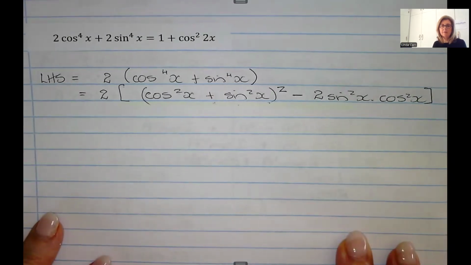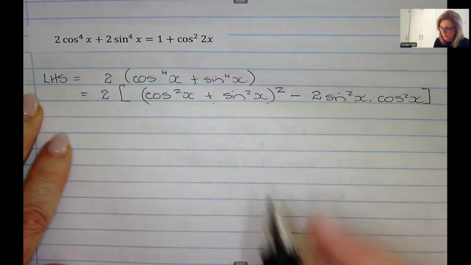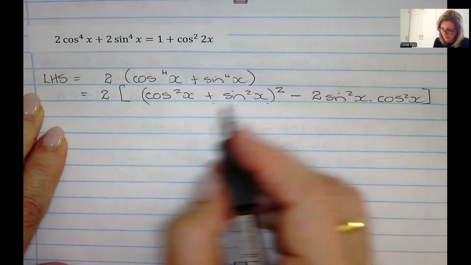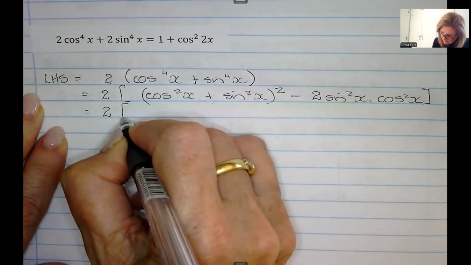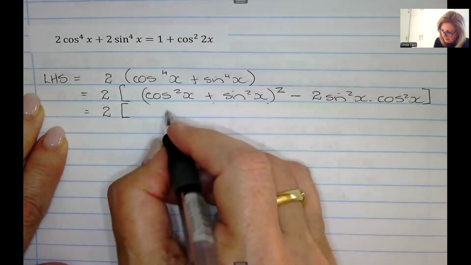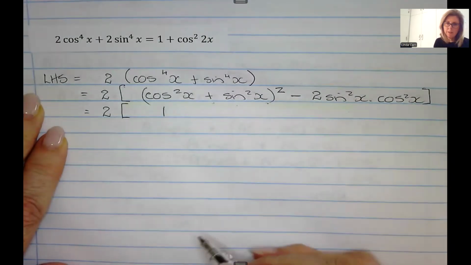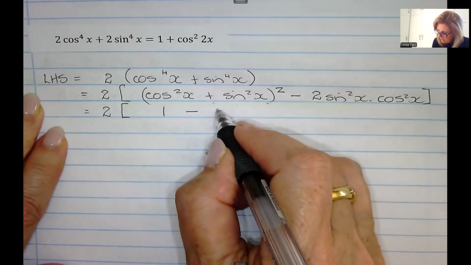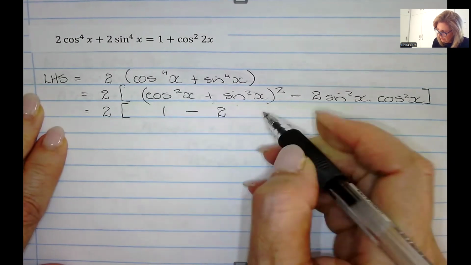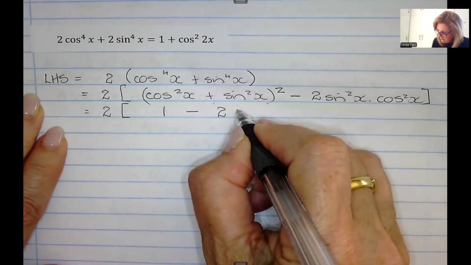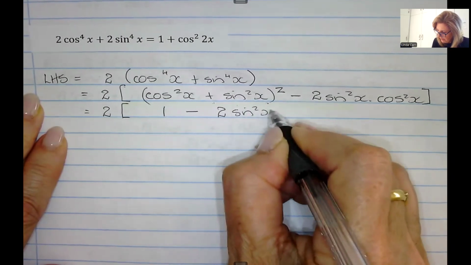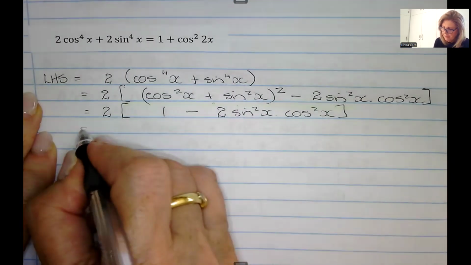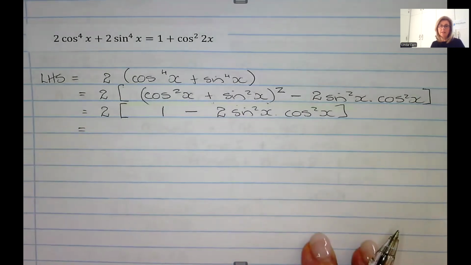Okay, I've got to be very careful with your brackets here. So now, this is just 1. So I've got a 2 outside the bracket. My first bracket becomes 1, because remember 1 squared is still 1, minus, and then I've got 2 sine squared x cos squared x. Be careful not to do silly things over here.